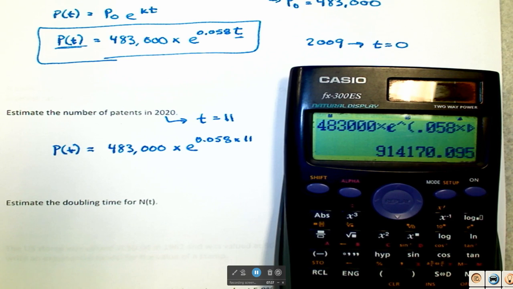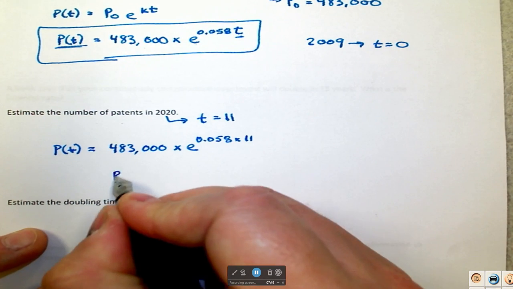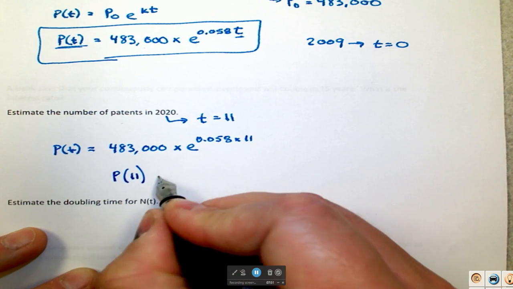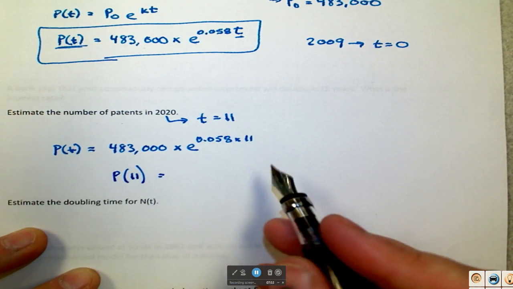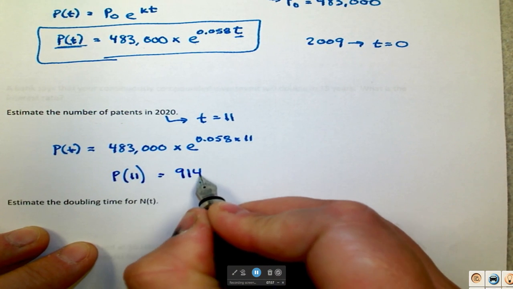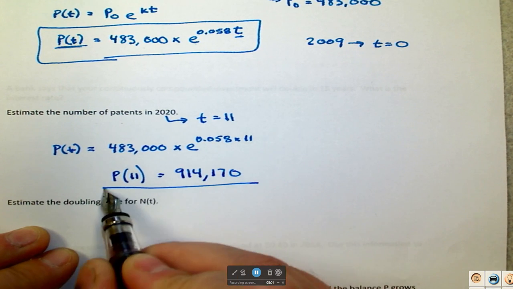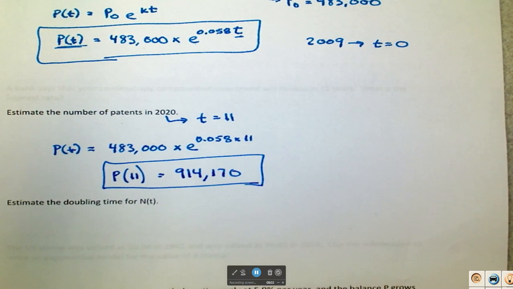914,170.095. Now, you can't issue a piece of a patent. So we're going to round this to the nearest whole number, and since that's a 0, we're going to round down, so it'd be 914,170. Okay, so P of 11, right, because T was 11, P of 11 is 914,170. That would be our answer.